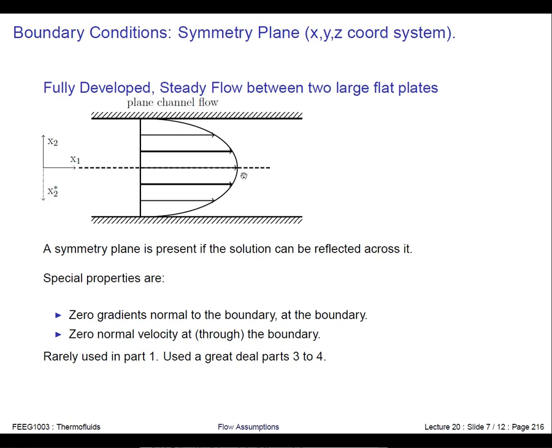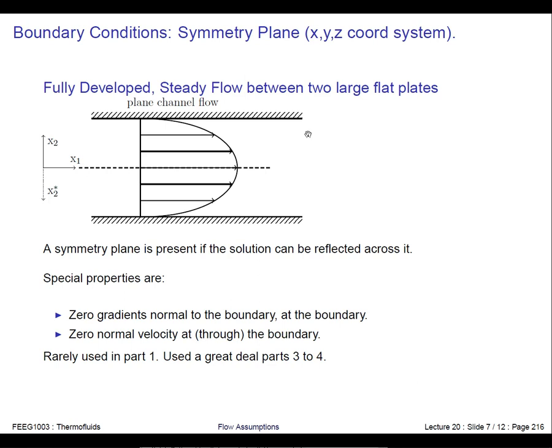Okay, so if you wanted to write this, it would be du/dy at x2 = 0 equals 0. And the second one is that there's 0 normal velocity through the boundary. The horizontal velocity component is u, and let's say the vertical component is v. So that would mean that v = 0 at x2 = 0 along this boundary. And if you think about it, it has to be this if this is a symmetry plane.